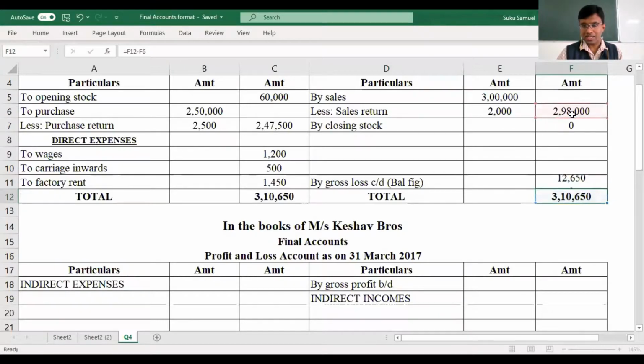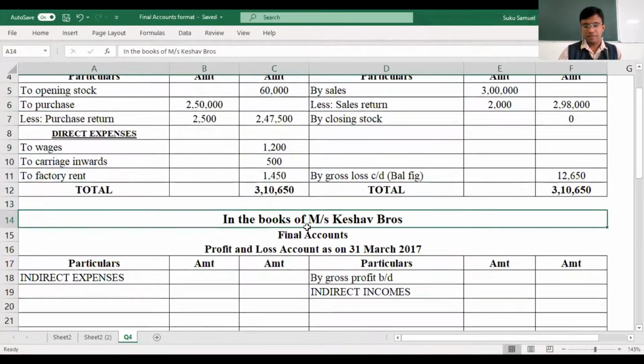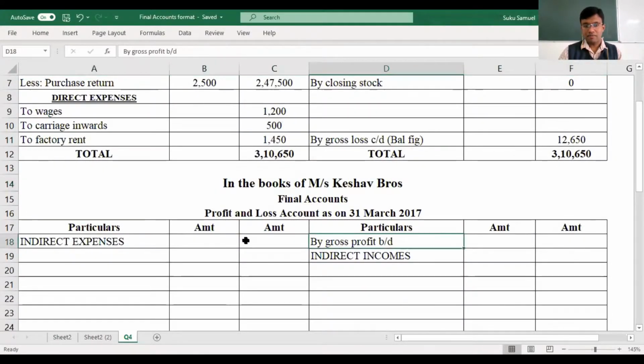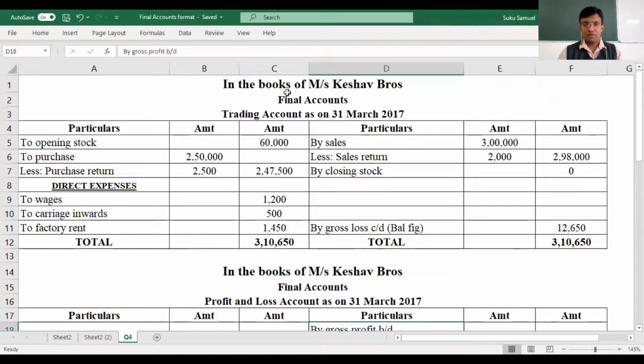3,10,650 minus 2,98,000, which means the balancing figure is 12,650. It's a gross loss of 12,650. So that is the balancing figure, and here the balancing figure is falling on the credit side. So dear students, with that we've completed the preparation of the trading account.